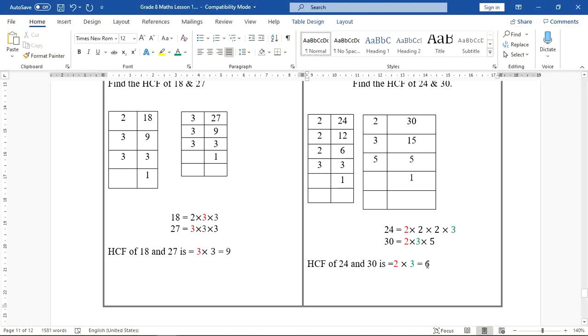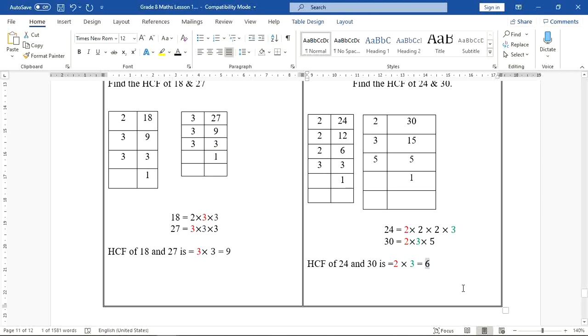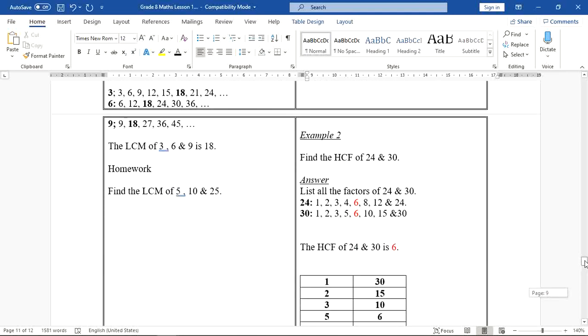Is that true? Let's quickly go up and confirm. Remember, we've done this using the other method of listing factors. So let's go up and find out. Yes, the highest common factor of 24 and 30 is 6.